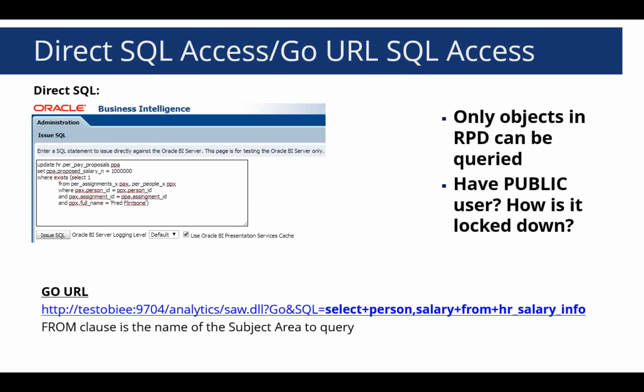One point is that only those objects in the RPD can be queried. For those of you that have OBIEE set up to pull directly against, let's say, PeopleSoft or the Oracle eBusiness Suite, you want to be very clear as to what objects have been defined and what security is applied, because potentially you could use the Go URL to bypass a lot of levels of security and pull in information that you shouldn't necessarily have access to.